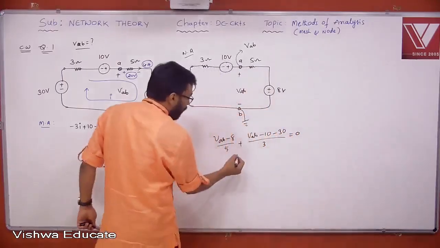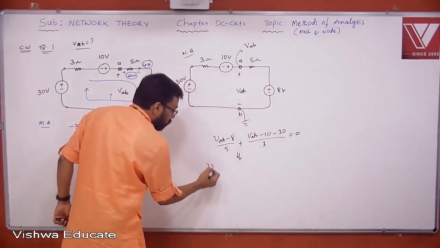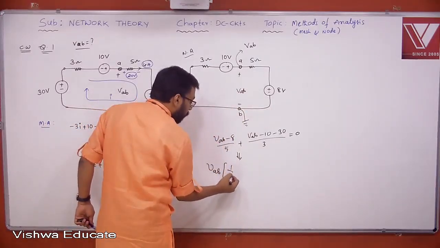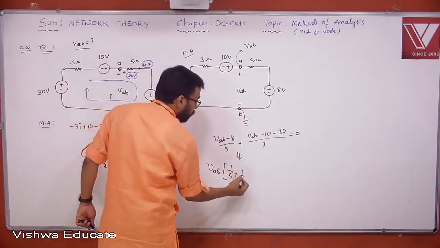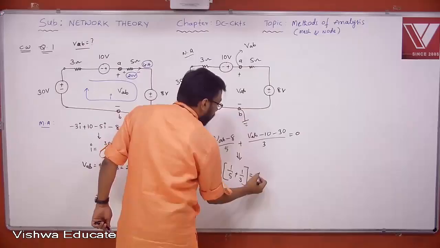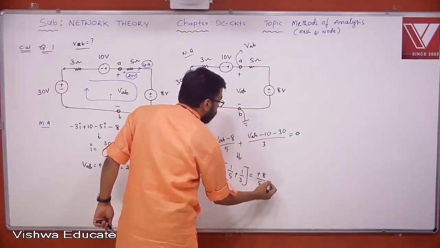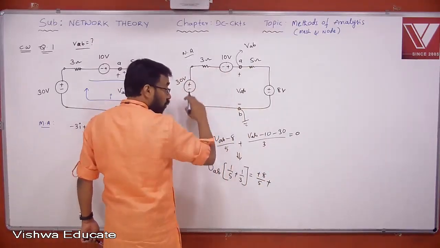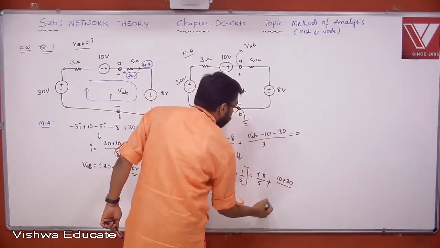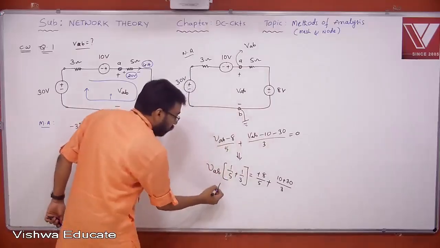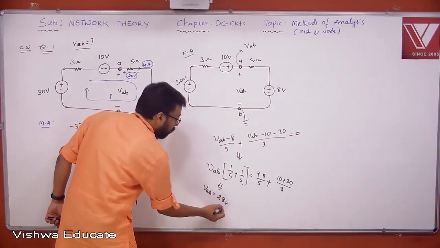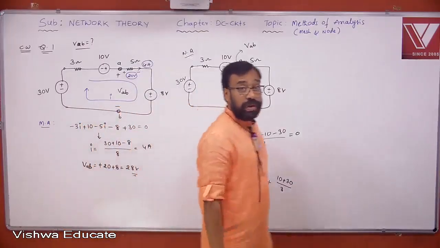You can write by inspection; all the time try to practice the inspection. So VAB of 1 by 5 plus 1 by 3 is equal to touching positive first, plus 8 by 5. Touching positive and touching positive. There are two sources, you must take both of them. So 10 plus 30 by 3. That's it, just solve it. You will definitely get 28 volts. Understand all of you?